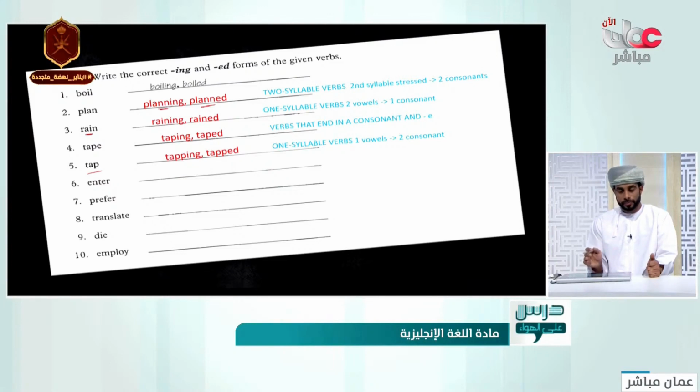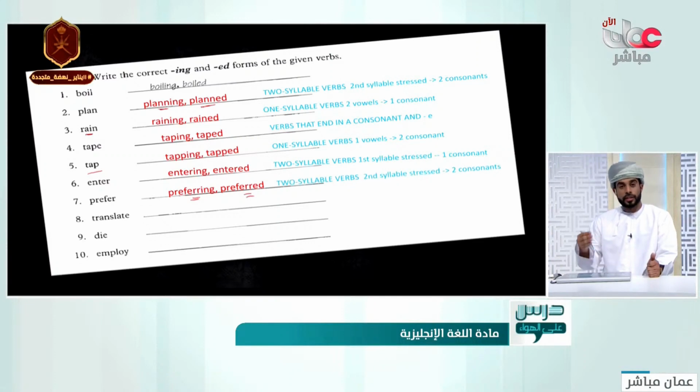Enter, entering, and entered, without doubling anything. Why is that? Because it is two syllables, and the stress is in the first syllable. So one consonant only. Prefer, preferring, we doubled the R. Why is that? Because it is a two syllable verb, but the stress is in the second syllable.